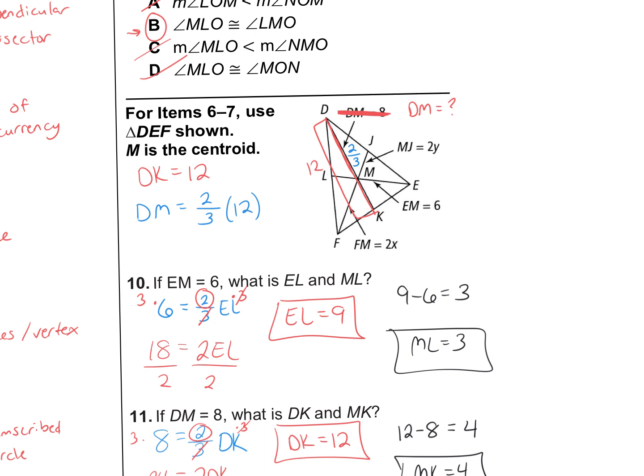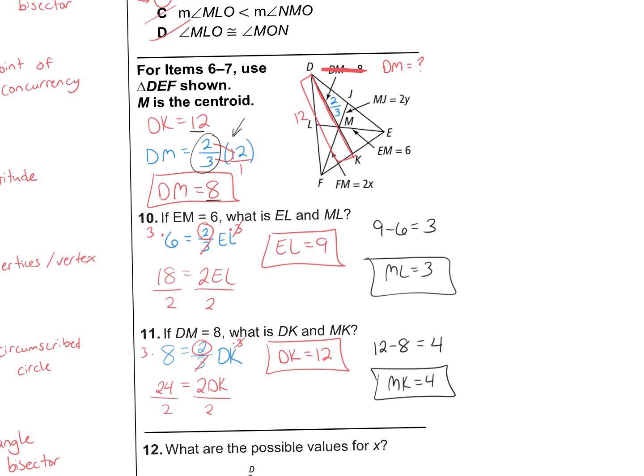So then I would just multiply these together. What's 2 times 12? Divided by 3. So that's how we would get DM to be 8. Okay, so if they give you the whole thing, you're going to end up multiplying, depending on what fraction they're looking for. Okay, is the second part, would it still be a subtraction problem? Yes, it would still turn into a subtraction problem. You would still take 12 minus 8 to get MK. Okay. Any questions on that section?